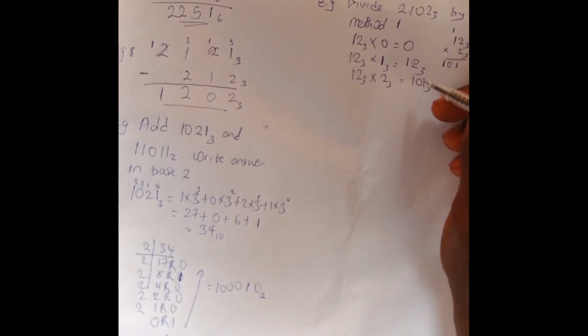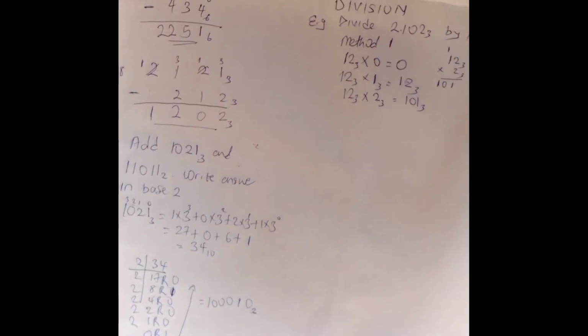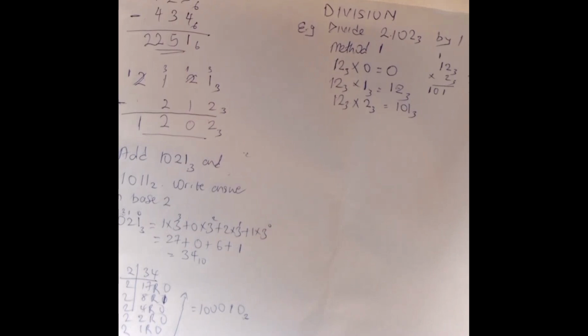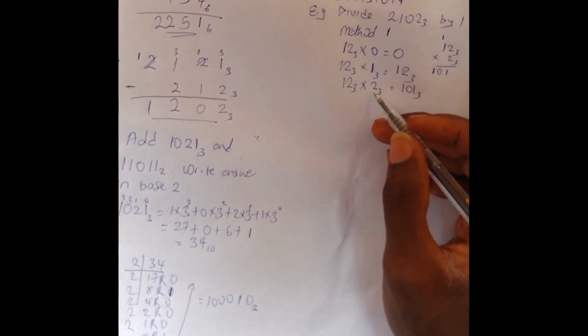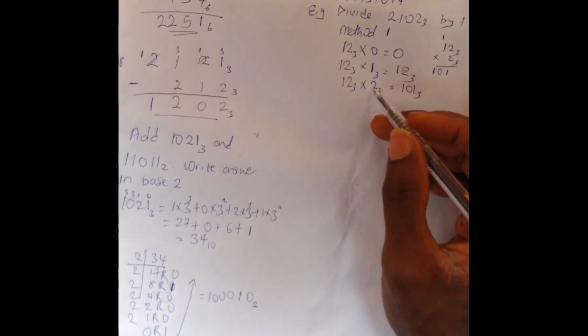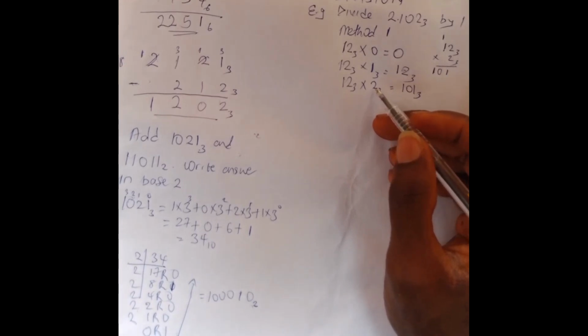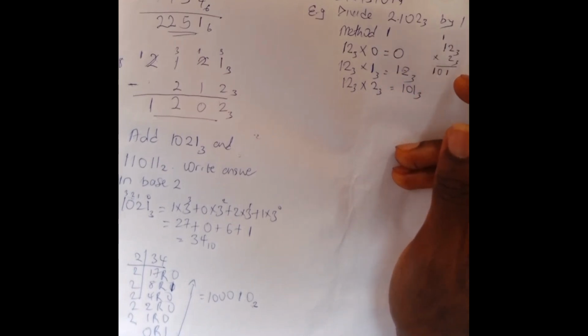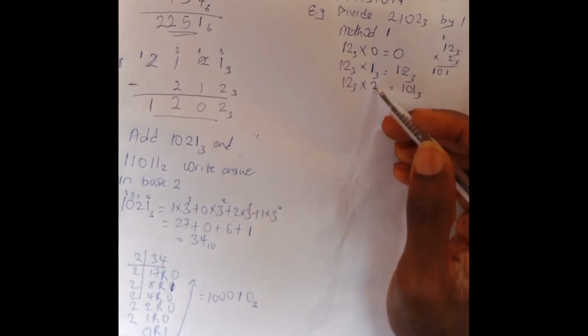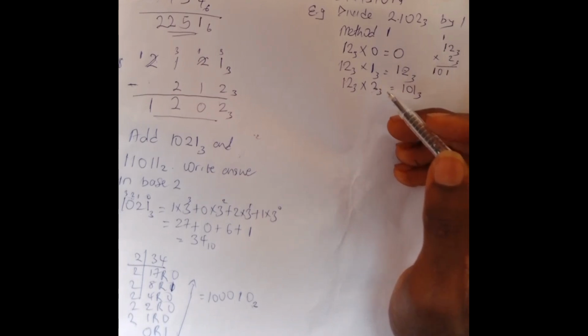So we will stop at number 2. We stop the multiplication at this 2, because we have to stop at the number below the base. The base is 3, so we stop at multiplying by 2. So we have to stop below the base number. Yeah. So let's go on.